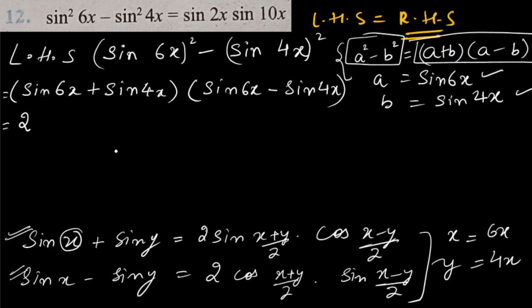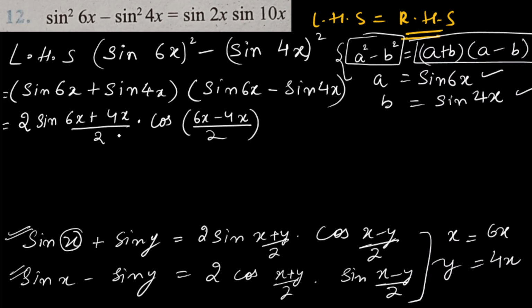So let us do it now. This will become 2 sine x plus y by 2, where x is 6x and y is 4x, into cos x minus y by 2, that is 6x minus 4x by 2. So this is x plus y by 2, and this is x minus y by 2. So the first bracket is done. Now let us do the second bracket.